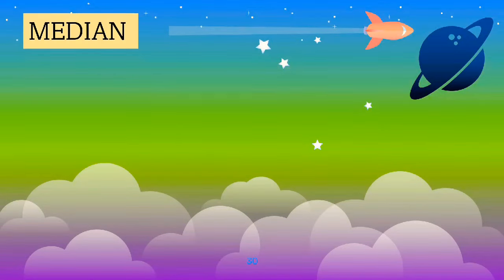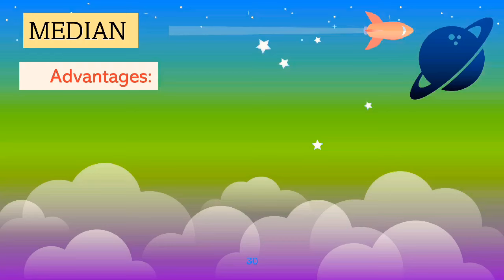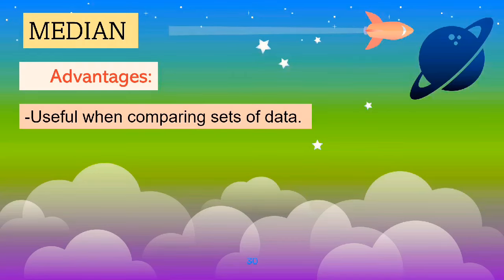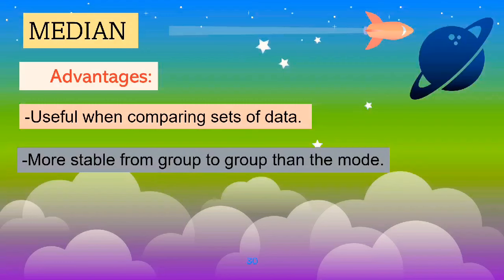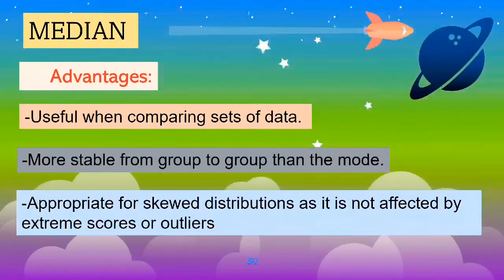In the case of the median, one of its advantages is that it is useful when comparing sets of data, and it's more stable from group to group than the mode. It is also appropriate for skewed distributions as it is not affected by extreme scores or outliers. So take note, class, we are just going to get the middle position in a set of data, and that is the median.